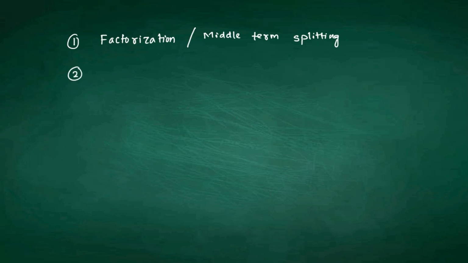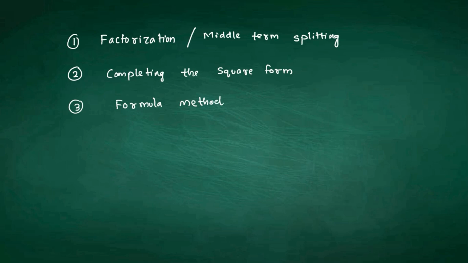Next, you have a method called completing the square form. And the third one, which we call the formula method. In this video, we will be focusing on the factorization method or the middle term splitting. So let me just take you through some examples and how it works.